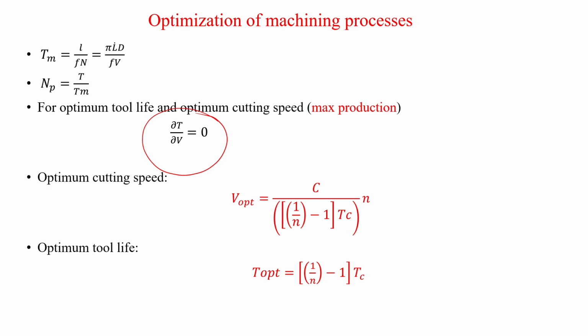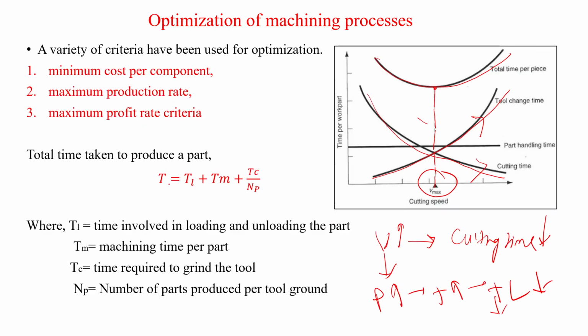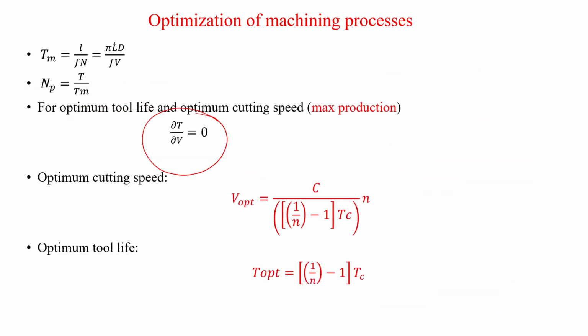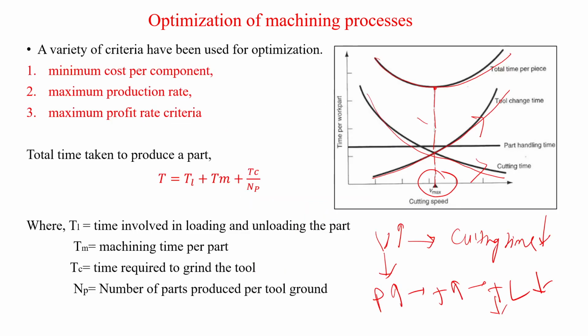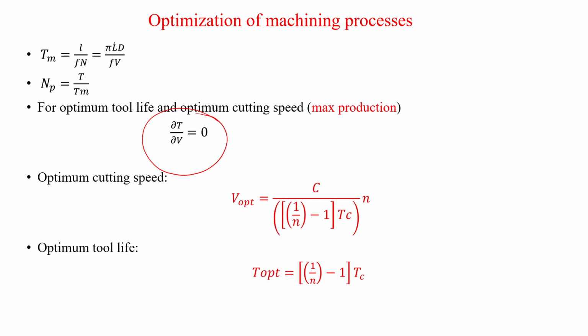Right? Now you can put the value of other parameters. For example, TL, the loading time, would be given. TM is the machining time, which can be found by L by Fn, and this TC would be given. NP you can find by this formula. So putting this formula, ultimately you are getting 2 conditions. One is a V optimum and one is a T optimum.